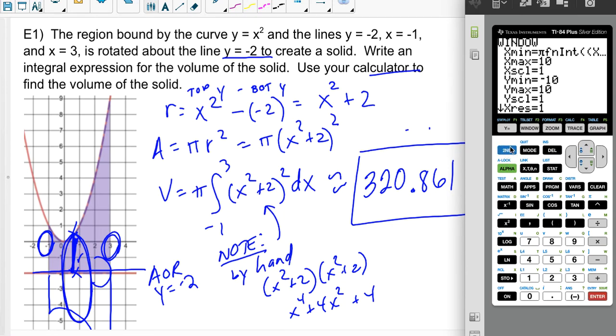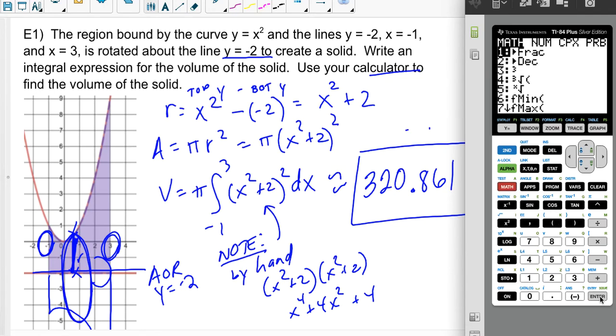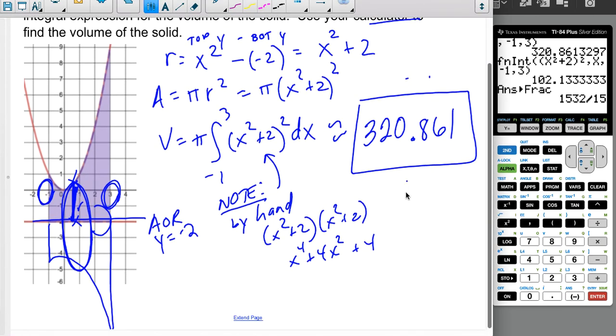If you wanted to do it without the pi, you could hit second enter. Oh, my bad. Didn't mean to do that. I could hit second enter, and I could remove the pi. And then if I wanted to math frac, and this is a good way if you're checking an answer, I would get that, boy, I'm glad I didn't do this one by hand. This would be 15232 over 15 times pi.